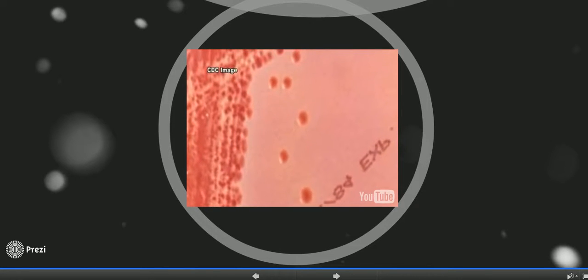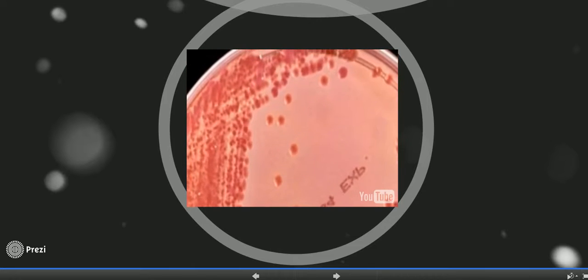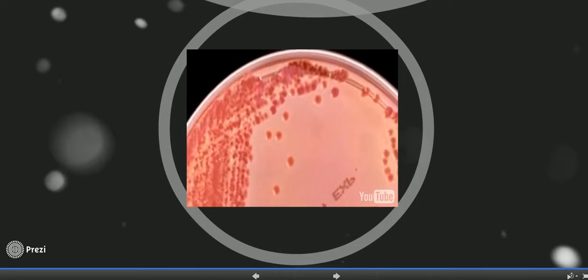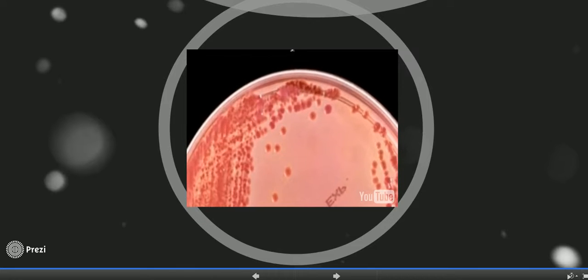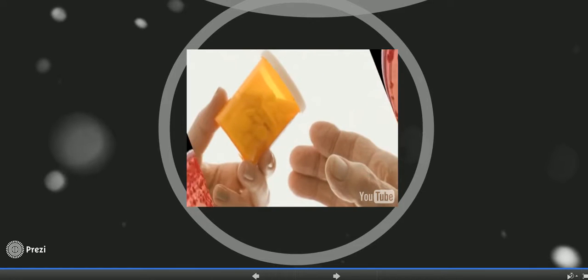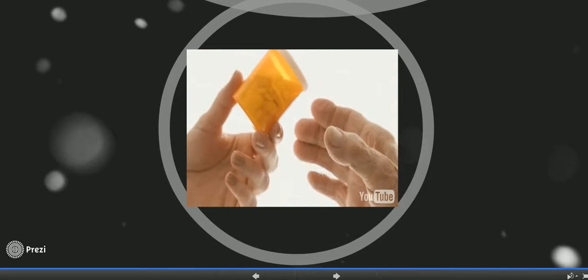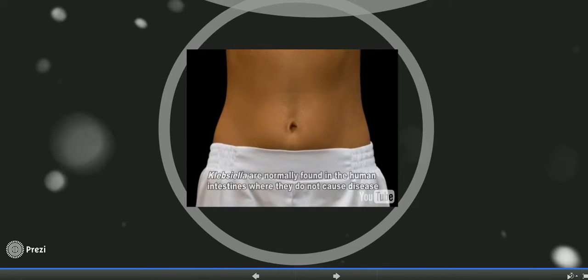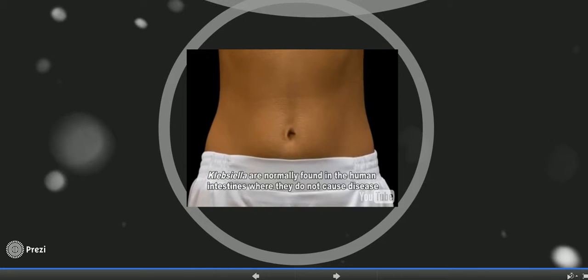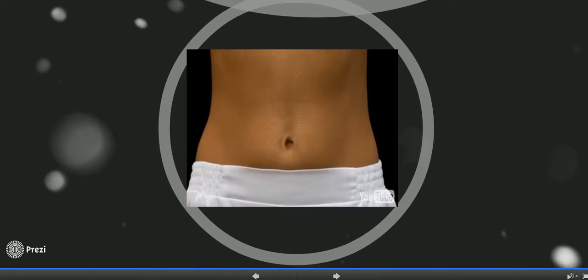Klebsiella is a type of gram-negative bacteria that can cause different types of healthcare-associated infections, including pneumonia, bloodstream infections, wound or surgical site infections, and meningitis. Increasingly, Klebsiella bacteria have developed antimicrobial resistance. Klebsiella bacteria are normally found in the human intestines, where they do not cause disease. They are also found in human feces.